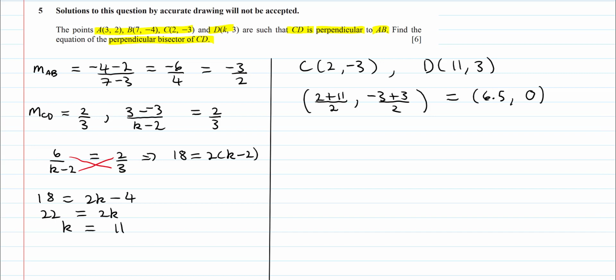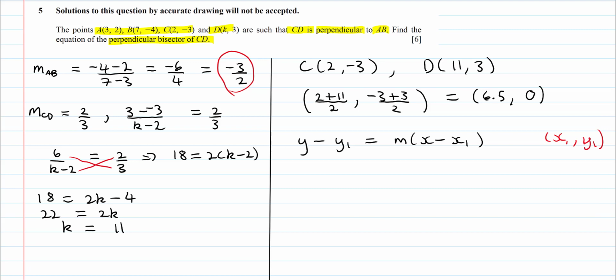Okay, so that's a point on the line of the perpendicular bisector of CD, and we've got the gradient of the line, because that's the gradient of AB, because AB is perpendicular to CD. So we can use that to find our equation of that perpendicular bisector of CD then. So the equation of a straight line is y - y1 is equal to m, which is the gradient, times (x - x1). And the coordinates (x1, y1), they're just any point on the line.